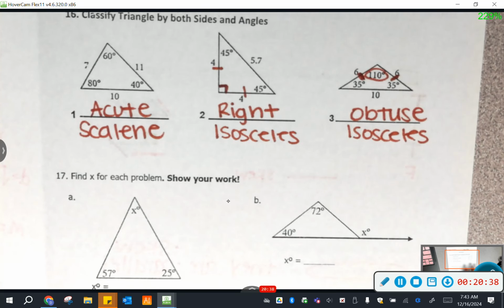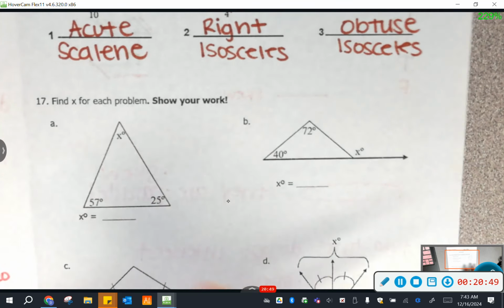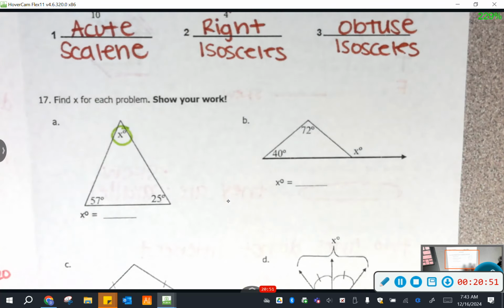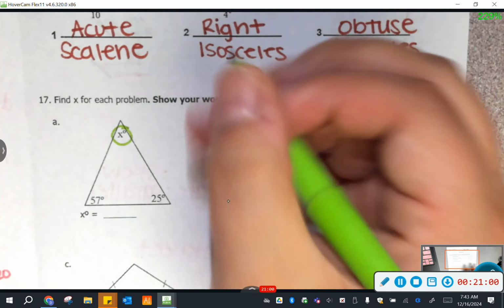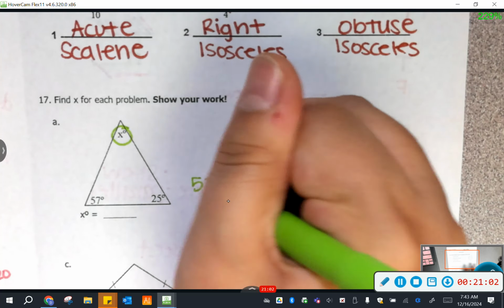What do we know about a triangle? What does it have to add up to? 180. So if a triangle that we don't have all three angles, how do we figure out what the missing angle is right here? What do we do? Let's add those together.